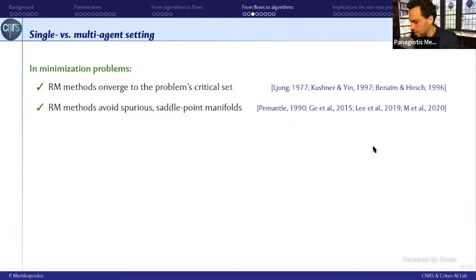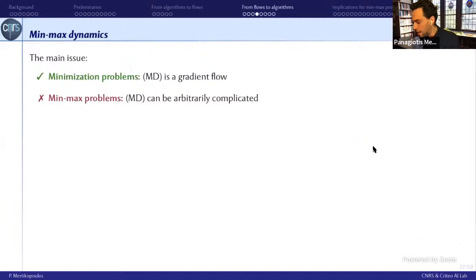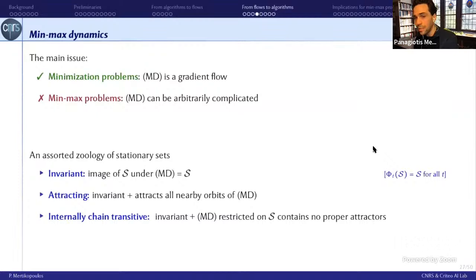So the basic question that I want to answer in the five-ish minutes that remain is whether this intuition carries over to min-max optimization problems, specifically whether we have convergence to unilaterally stable critical points and/or whether we avoid spurious non-equilibrium sets. And here, to dovetail with the previous talk, the problem, of course, is that in min-max problems, we don't have a potential. We no longer have a gradient flow, and things can be arbitrarily complicated. So we need a different notion of criticality, and we need to introduce a range of definitions of invariant sets.